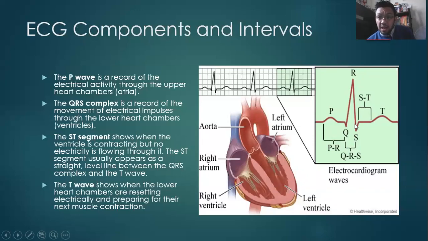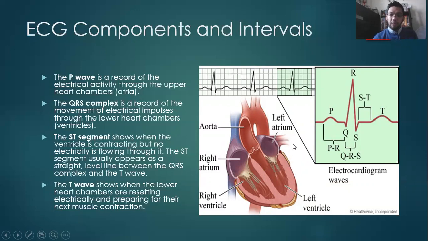While the ST segment, this straight line here before the T wave, shows when the ventricle is contracting, but no electricity is flowing through it. So the ST segment usually appears as a straight level line between the QRS complex and the T wave. While the T wave shows when the lower heart chambers are resetting electrically and preparing for their next muscle contraction.